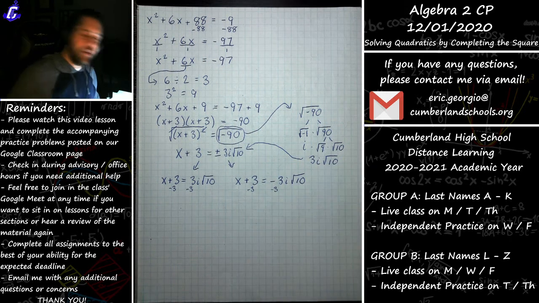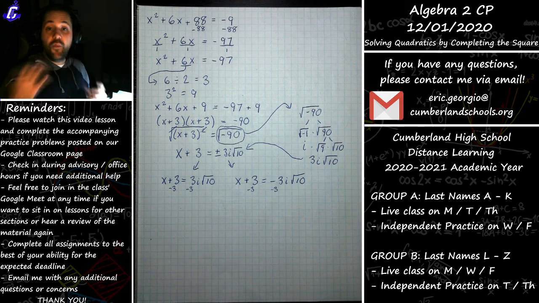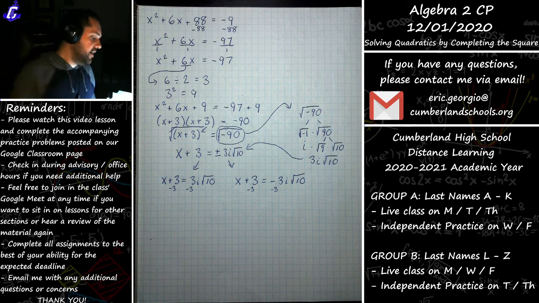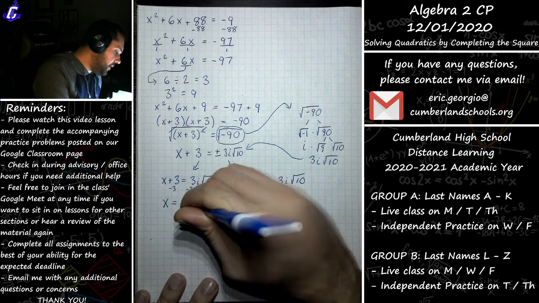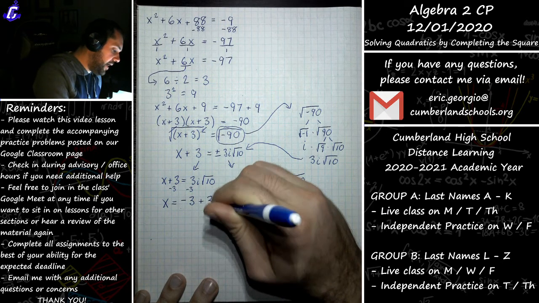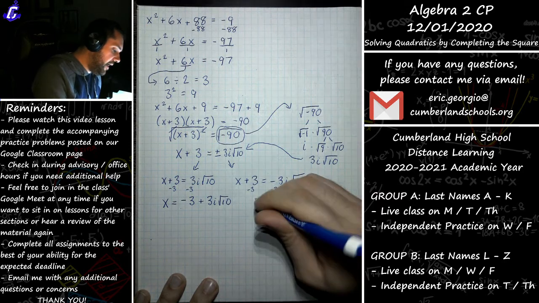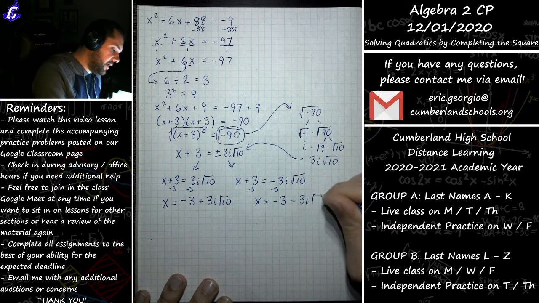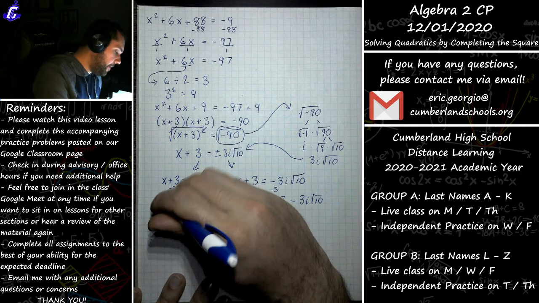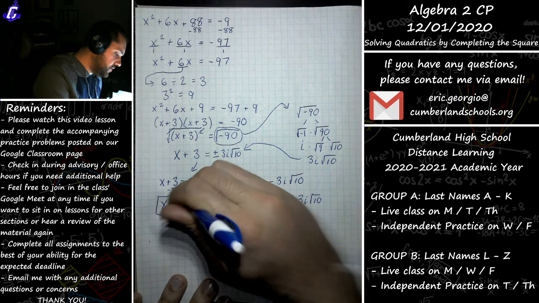Again, these are completely different terms. We're not going to combine them. We are going to write it in my a plus bi form, making sure the real part is first, the i part is second. I would say that x is equal to negative 3 plus 3i rad 10. And over here, x is equal to negative 3 minus 3i rad 10. And those would be our two solutions.